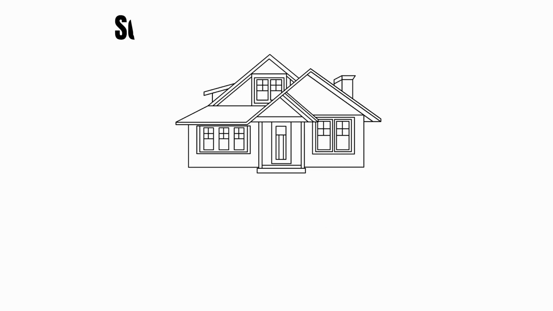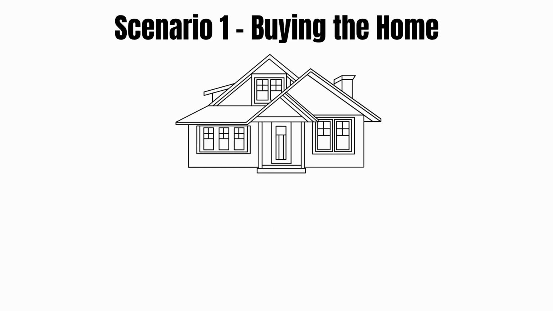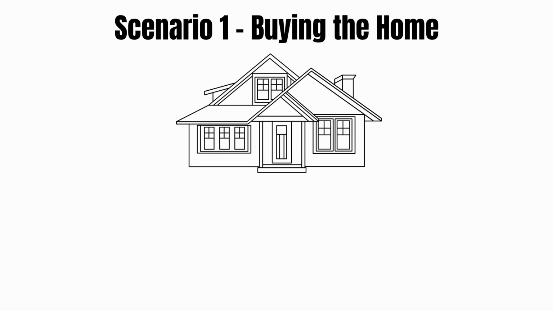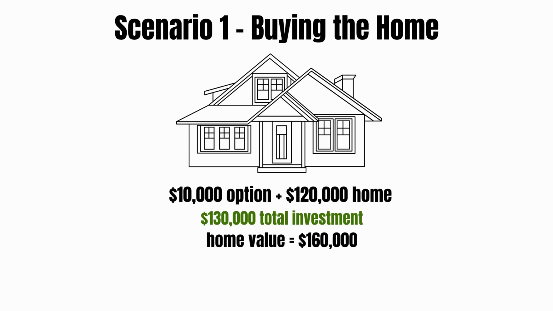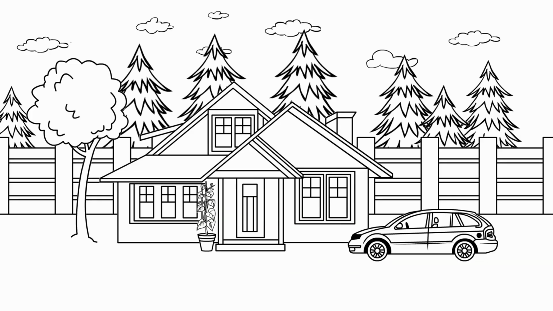Let's take a look at scenario 1 if I decide to purchase the home. In this example, I paid $10,000 for the option and $120,000 for the home. So my total investment is $130,000. However, the value of the home is now $160,000. So at the time of purchase, my net gain in equity is $30,000. Now, the main reason why I would purchase the home is I want to live in it, rent it out, or have some other plans for that property.